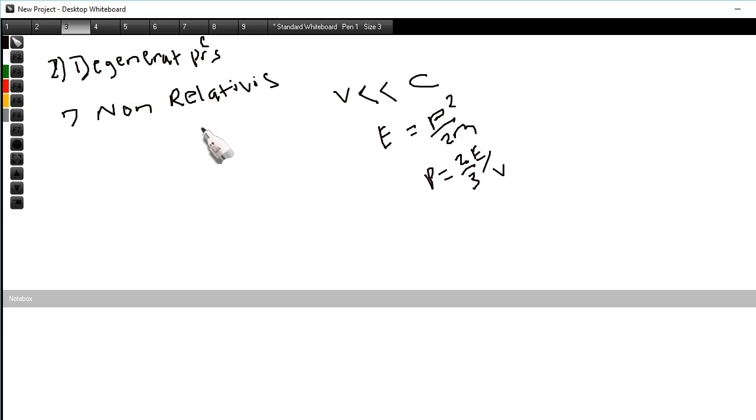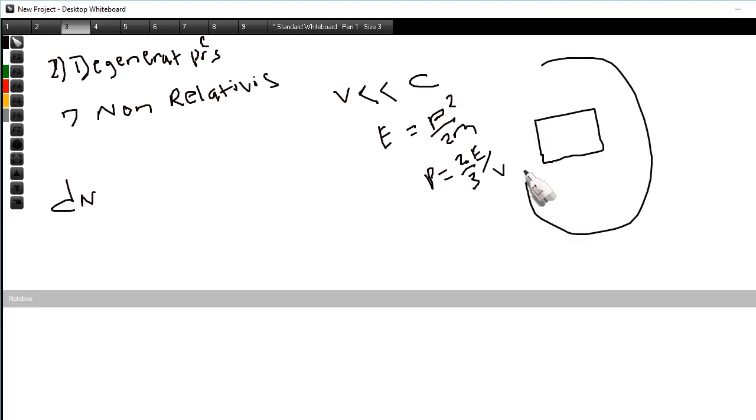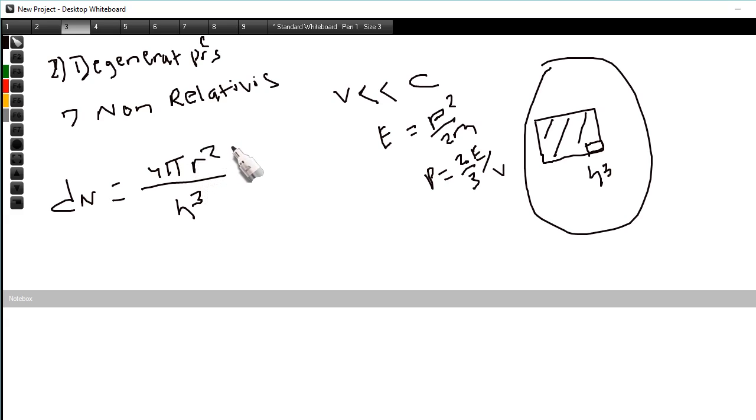To calculate the non-relativistic pressure, let us consider a small phase space volume. This is a whole sphere, and inside the sphere I am taking a small part. To count the number of particles available in this small element, the formula is the phase space volume divided by the smallest element, which is given by h cubed, the Planck constant. The available phase space volume is given as 4 pi r squared dp V, multiplied by the degeneracy factor, which is 2.